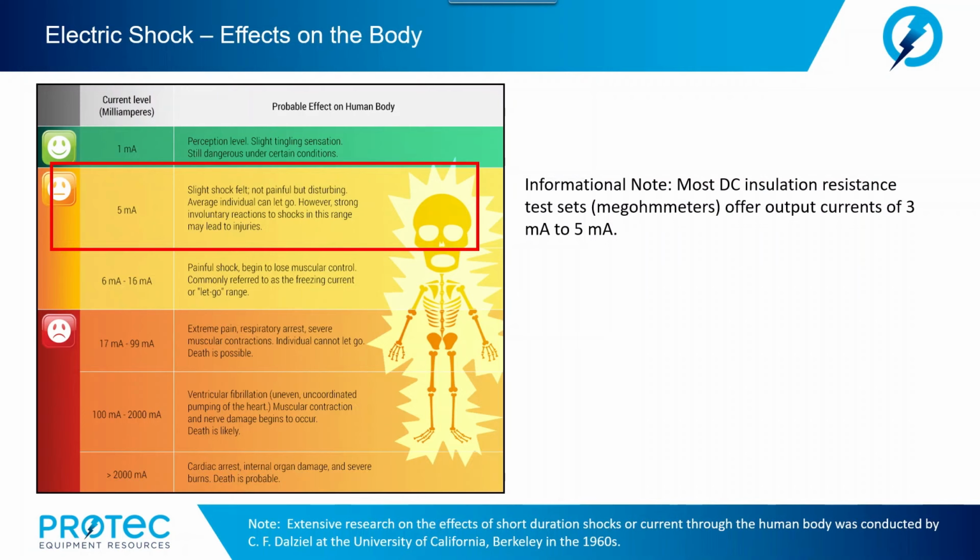Now, as an information note, most high potential test sets will typically utilize currents of 100 to 300 milliamps of charging current. So if using a high potential test set, the output can be much more dangerous, where at the 100 milliamp level, ventricular fibrillation, uneven, uncoordinated pumping of the heart, can occur. Muscular contraction and nerve damage begins to occur. Death becomes likely at these current levels.